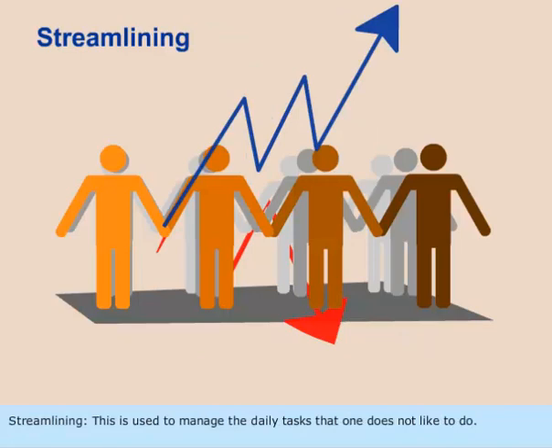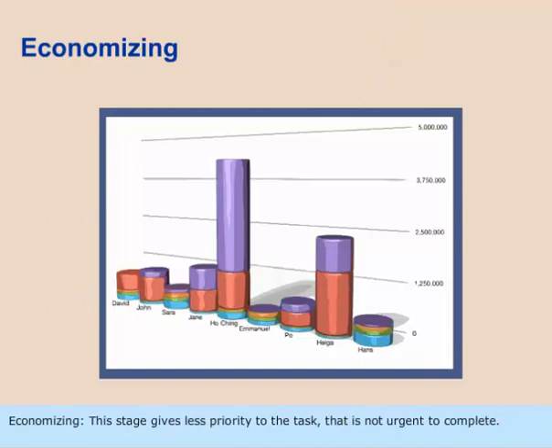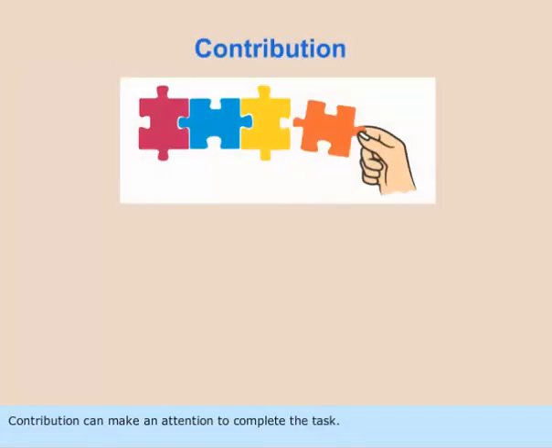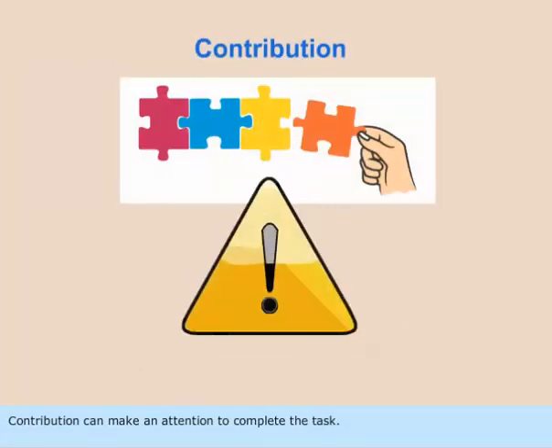Streamlining: this is used to manage the daily tasks that one does not like to do. Streamlining helps to do the jobs very easily, and also helps to improve the quality of work. Economizing: this stage gives less priority to the tasks that are not urgent to complete. Contributing: this involves some social obligations or contributions.